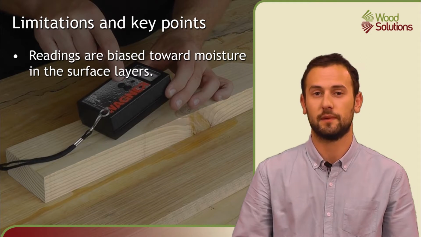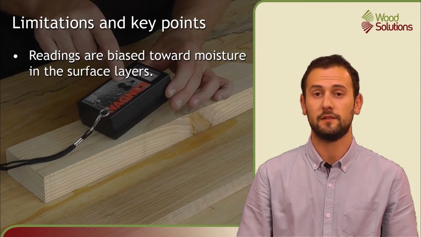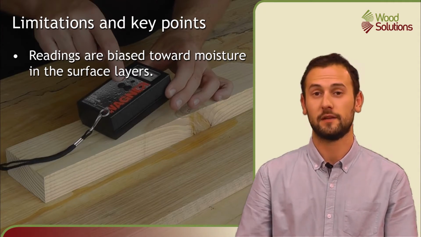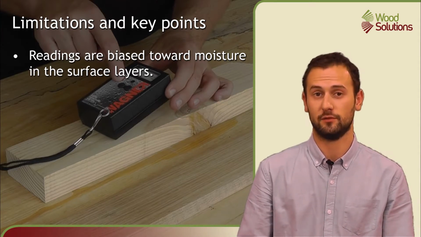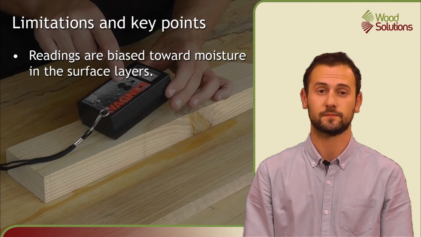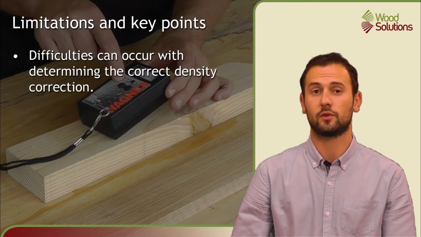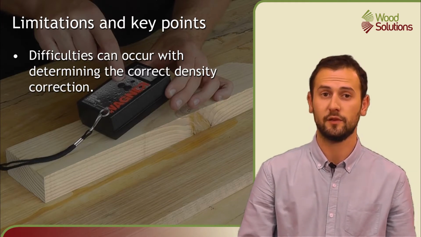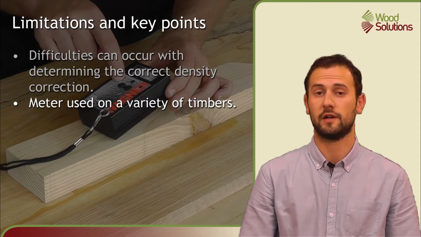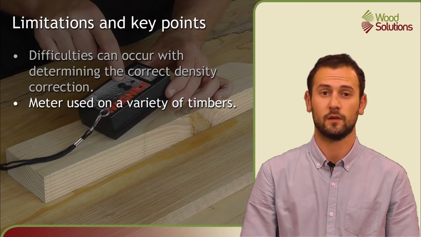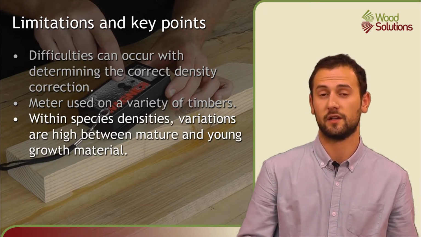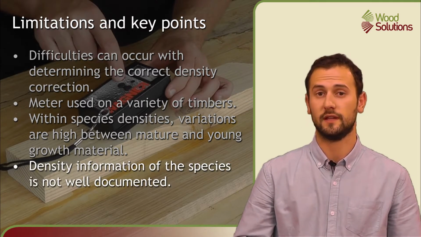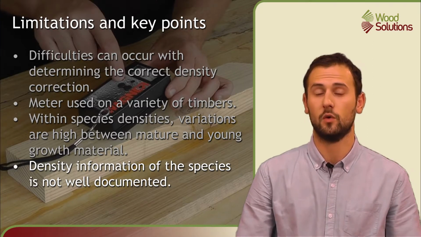While the electric field can penetrate deep into the timber, meter readings are biased towards moisture in the surface layers. They may not provide an accurate average moisture level reading of the piece. Difficulties can also occur when determining the correct density adjustment. This can happen if the meter is being used on a wide range of different timbers. Within species densities, variations are high between mature and young growth material, or the density information of the species is not well documented.